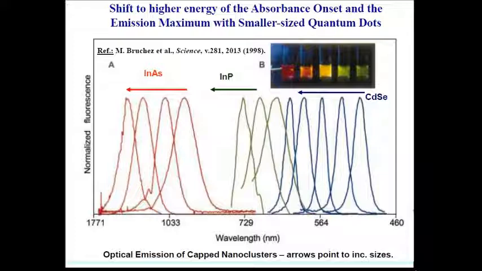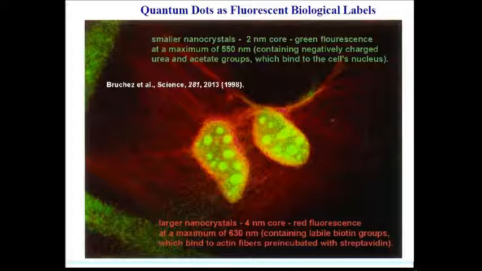What this means as a practical implication is that you could use quantum dots to label cells. As you can see, 2 nanometer size quantum dots are labeling the actual cell nuclei, whereas larger quantum dots are labeling these actin fibers which protrude from the outside of these particular cell membranes.